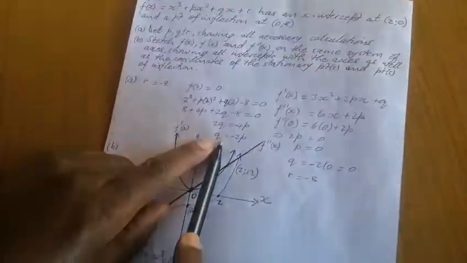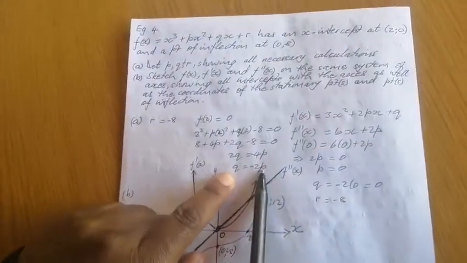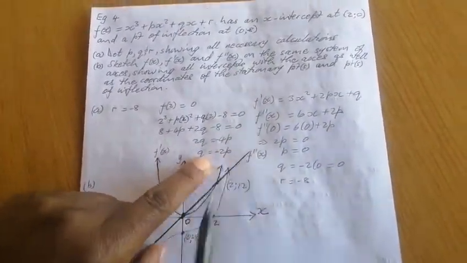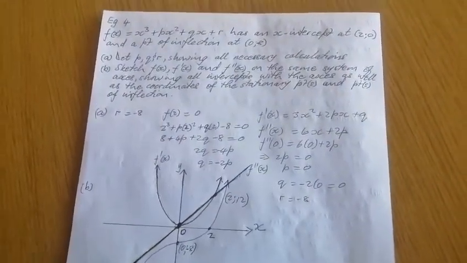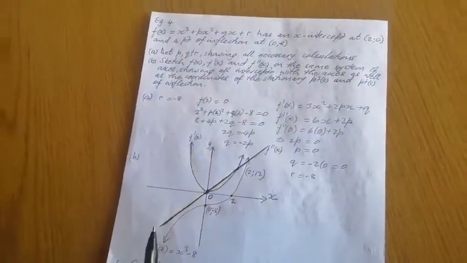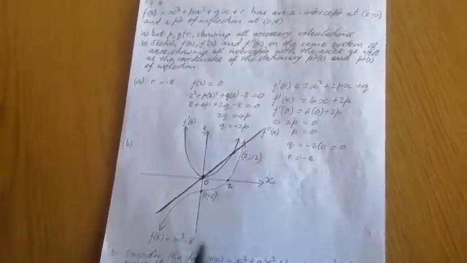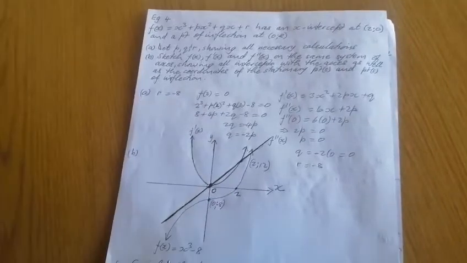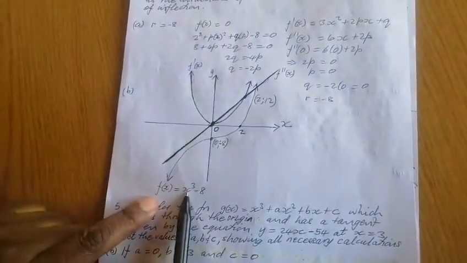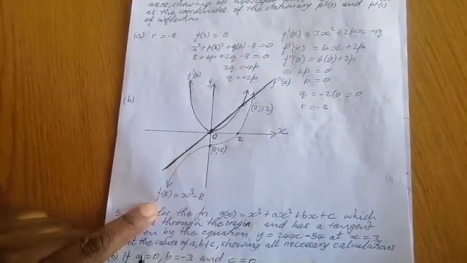We come back here where q was the subject. We substitute p. Q therefore is also 0. So what we established is that our p is equal to 0, our q is equal to 0, and our r is -8, which means our f of x is actually x cubed minus 8.